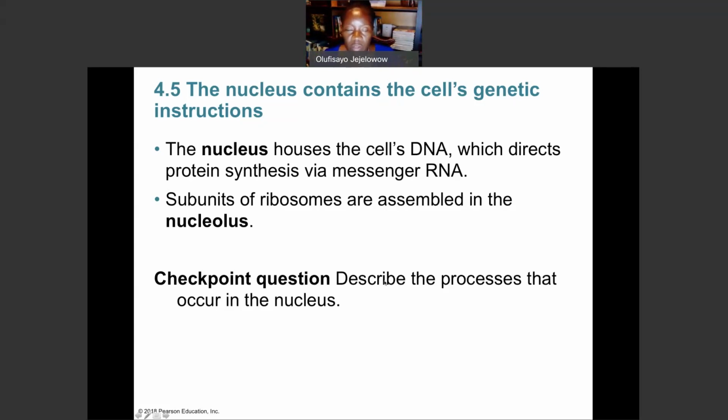Checkpoint question: describe the process that occurs in the nucleus. Remember to complete the checkpoint questions.